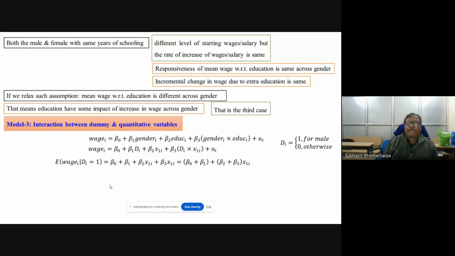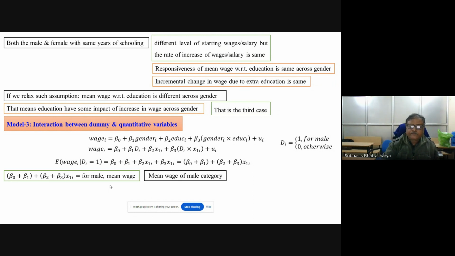That means, what is the effect of education on average wage? If education changes by 1 unit, by what amount on average does the wage change for the male category? Okay, so this is the mean wage for the male category, of which beta 0 plus beta 1 is the intercept and beta 2 plus beta 3 is the slope.